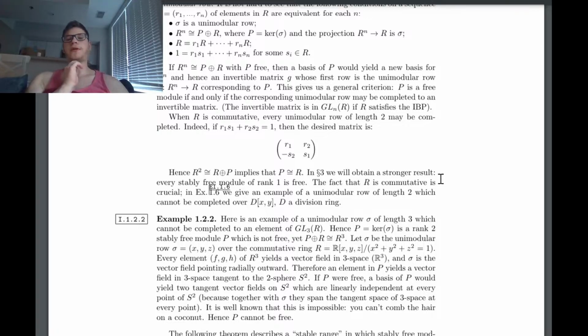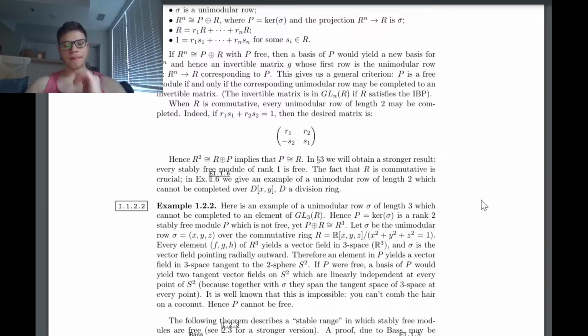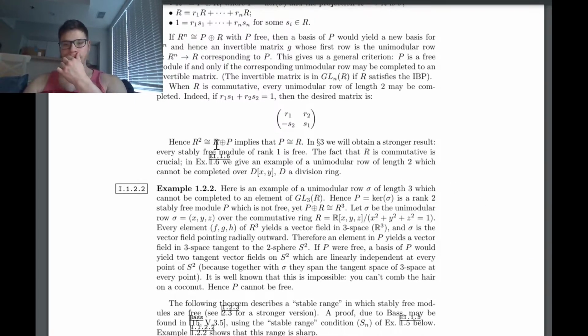Oh, I'm stupid. The determinant is non-zero. The determinant is invertible, actually. So it's an invertible matrix. Yeah, obviously. Of course. So R squared is R plus P, implies that P is isomorphic to R. Yes.